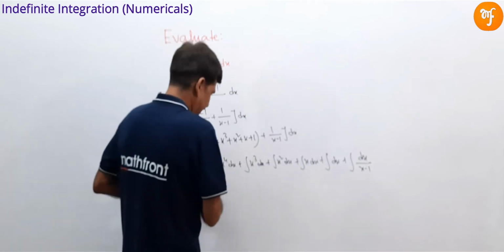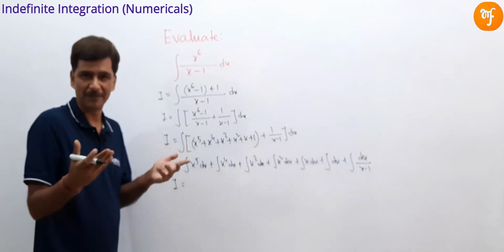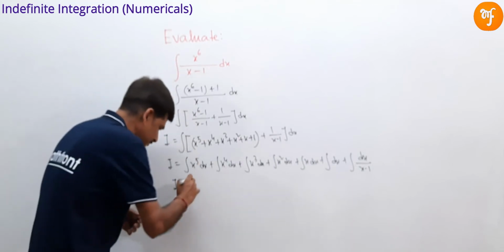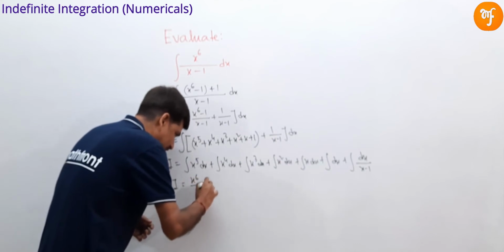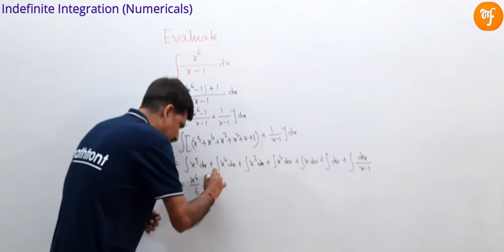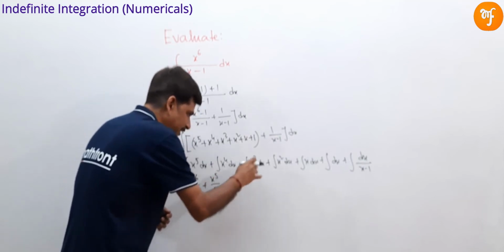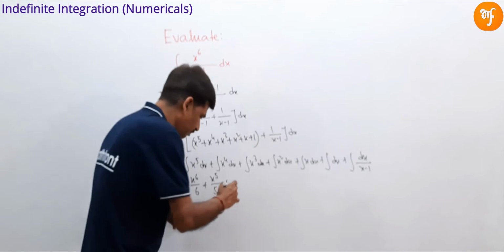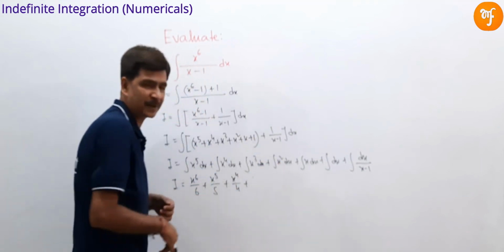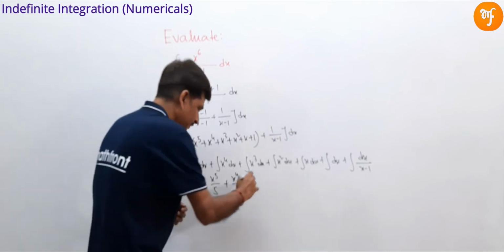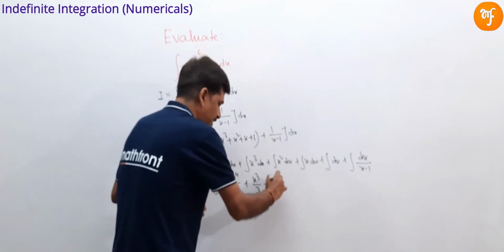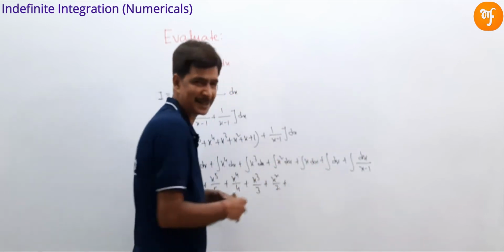Just in this part, we can apply the integration of x to the power m form. So, the integration of x to the power 5 dx is x to the power 6 by 6. So, we are writing x to the power 6 by 6. The integration of x to the power 4 dx is x to the power 5 by 5. So, x to the power 5 by 5 plus the integration of x cube dx is x to the power 4 by 4. Similarly, the integration of x squared dx is x to the power 3 by 3. Integration of x dx is x square by 2. Integration of dx is x.